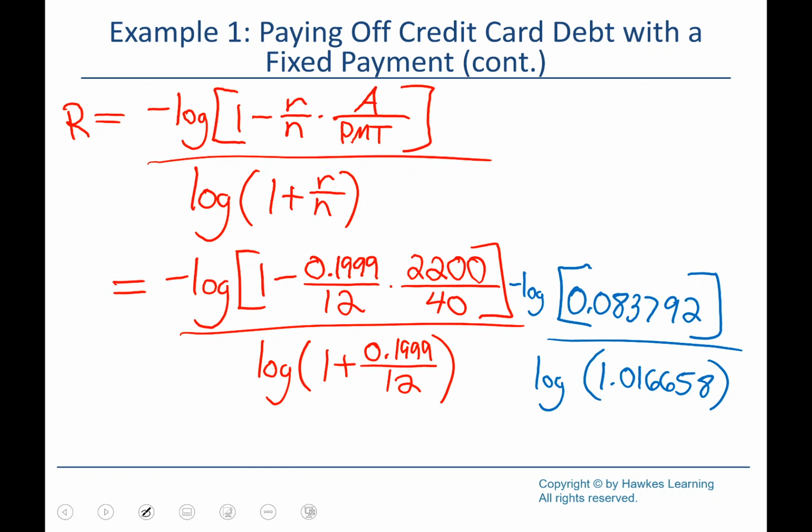Okay. So negative log of 0.083792 divided by log of 1.016658. There, this whole thing, 150 point something. Okay, so about 150 payments. Just slightly over 150 payments. That's what it would take. Any help finding log on your calculator or anything?